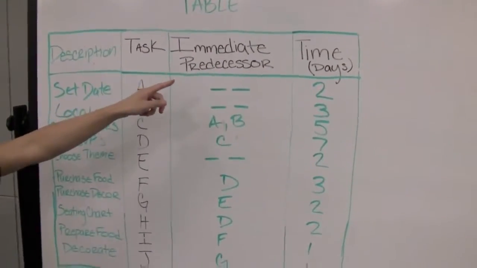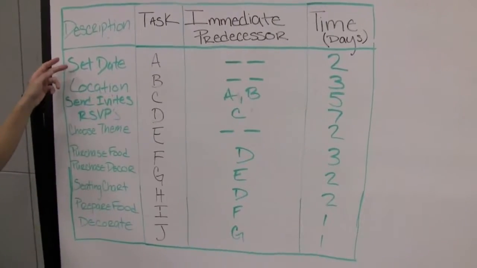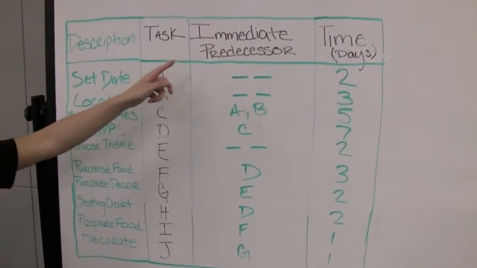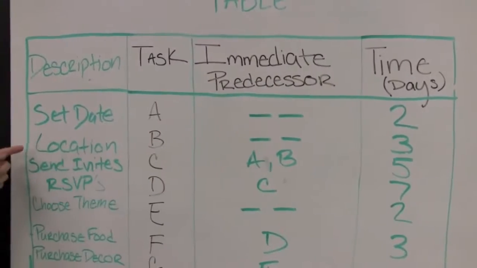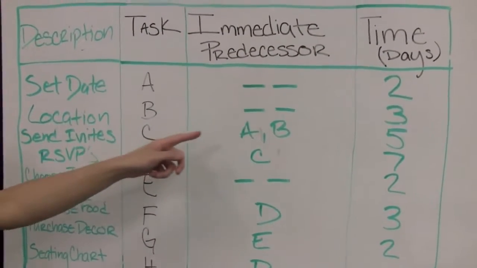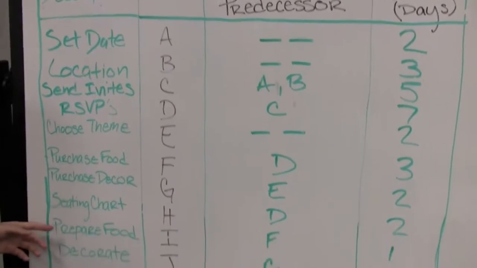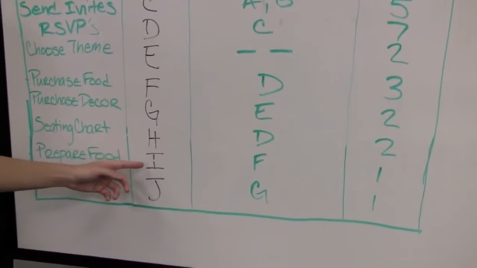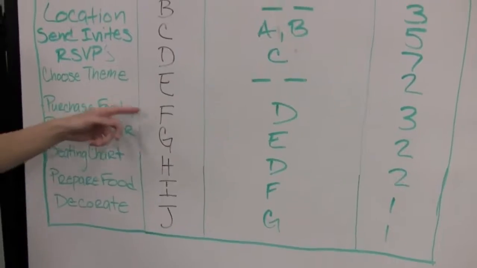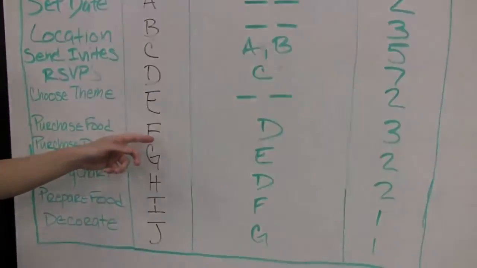Table is divided into 4 columns: description, task, immediate predecessor, and time. So for the set date and location, which is A and B, would require no immediate predecessors, while C, send invites, would require A and B before it can start. And if you move down for preparing food, which is I, it would rely on F before it could start.